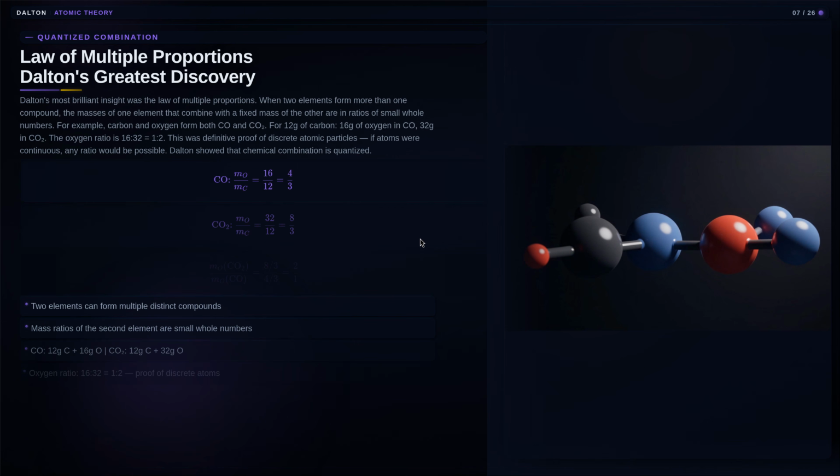Dalton's most brilliant insight was the law of multiple proportions. When 2 elements form more than one compound, the masses of one element that combine with a fixed mass of the other are in ratios of small whole numbers. For example, carbon and oxygen form both CO and CO2. For 12 grams of carbon, 16 grams of oxygen combine in CO and 32 grams in CO2. The oxygen ratio is 16 to 32, which simplifies to 1 to 2. This was definitive proof of discrete atomic particles. If atoms were continuous, any ratio would be possible.